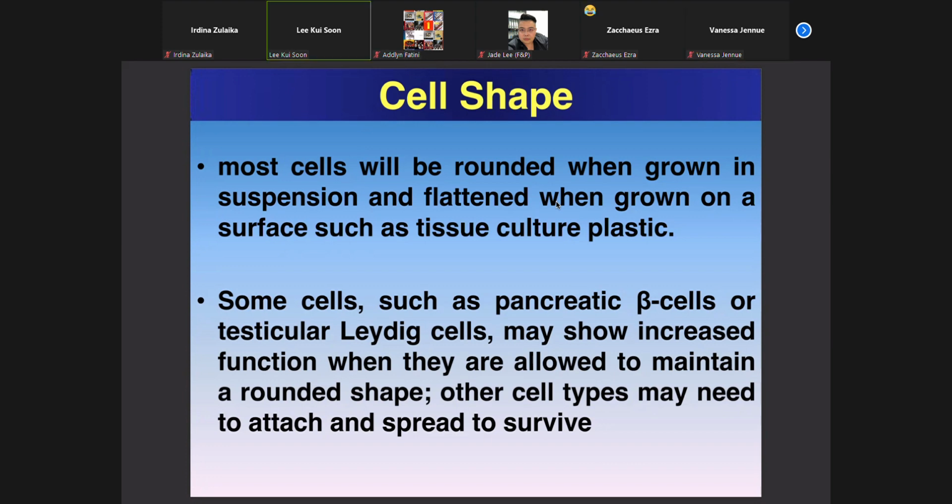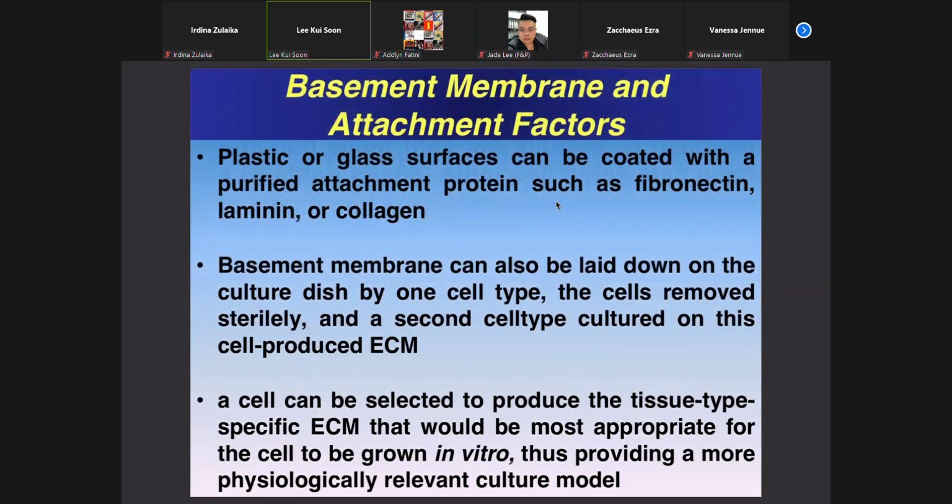So some cells, such as the pancreatic beta cells and the testicular Leydig cells, may show increased function when they are allowed to maintain a rounded shape. Other cell types may need to attach and spread to survive. Again, this very much depends on the cell character. So plastic or glass surfaces can be coated with purified attachment proteins, such as fibronectins, laminin, and also collagens, to assist the attachment of the cell.